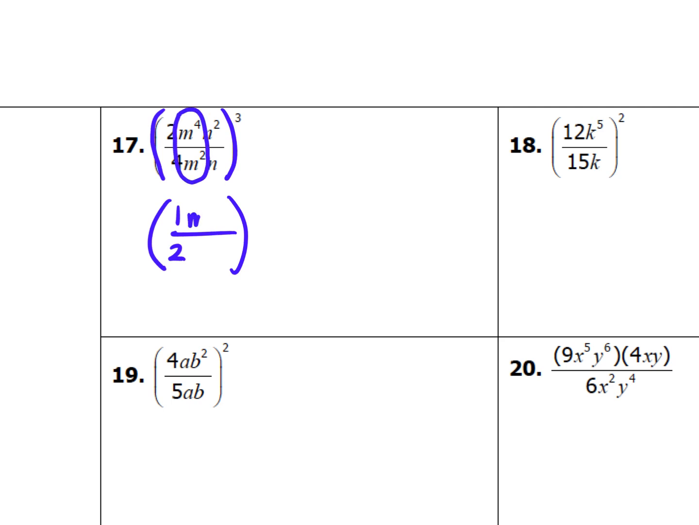M squared. So that's going to be m squared on top. And then n squared over n is just n. So really you have this right now, and we're cubing it all. Okay. So if I cube a 1, I get 1. If I cube m squared, so that's m squared to the 3rd power, what do I do with the 2 and the 3? Multiply. So m to the 6th.